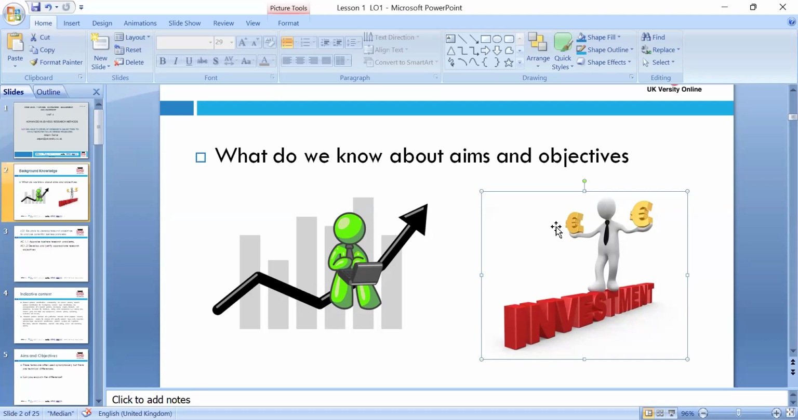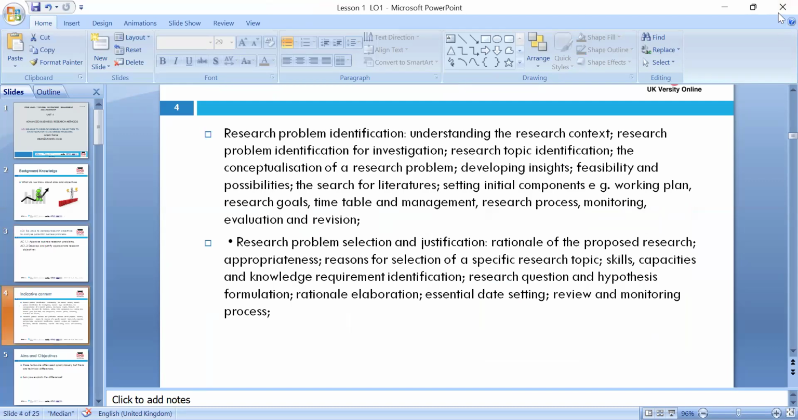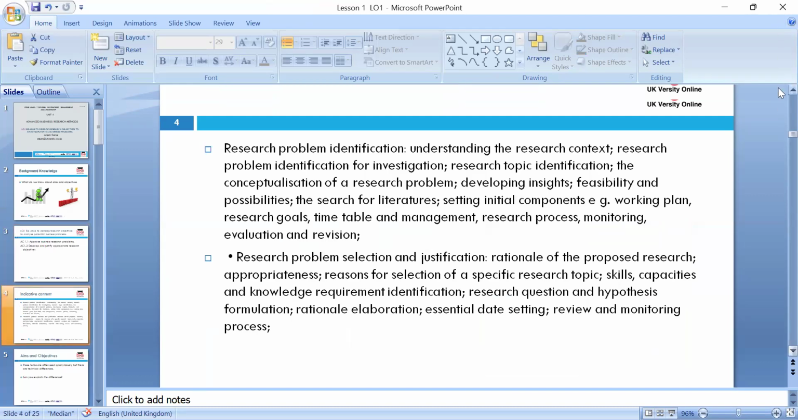Okay, guys, next we look at 1.1: appraise the business research problem and justify appropriate research objectives. So, research problem, which I mentioned in the indicative content earlier. Really, we're looking at research problem identification, selection, and justification for research.